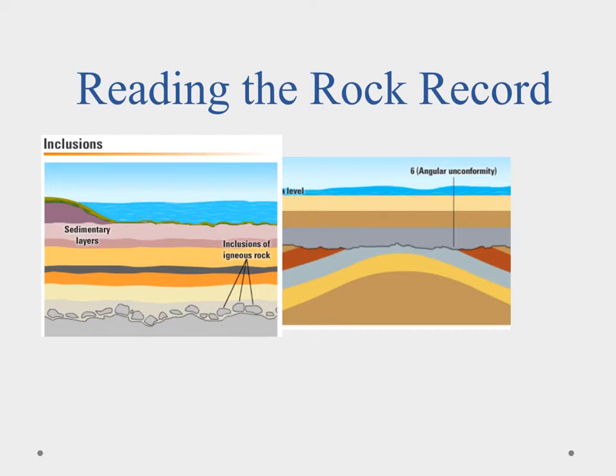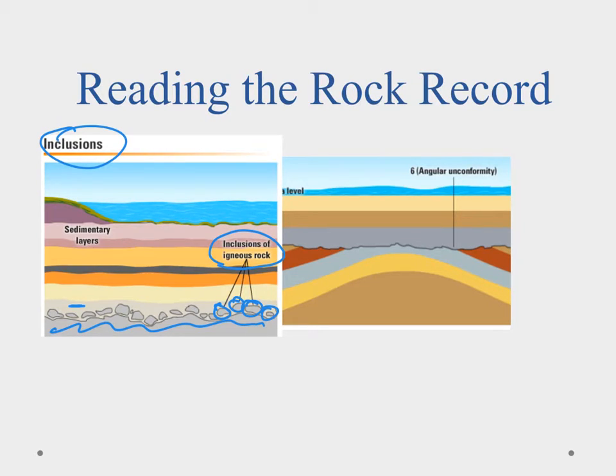Now we have two other clues that allow us to read the rock record. One of them is inclusions, and we can see inclusions down here, inclusions of igneous rock. What we're looking at is these bits and pieces. If we have bits and pieces of something inside, then we know that this layer had to be here first so it could break these other pieces off that could then be incorporated into the layers above it. So we know that below is going to be older again.